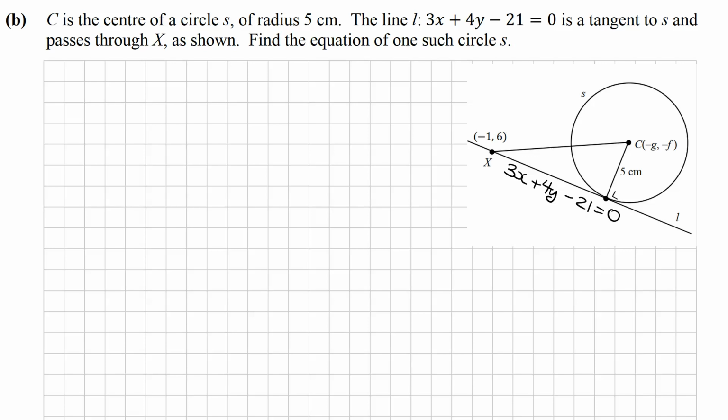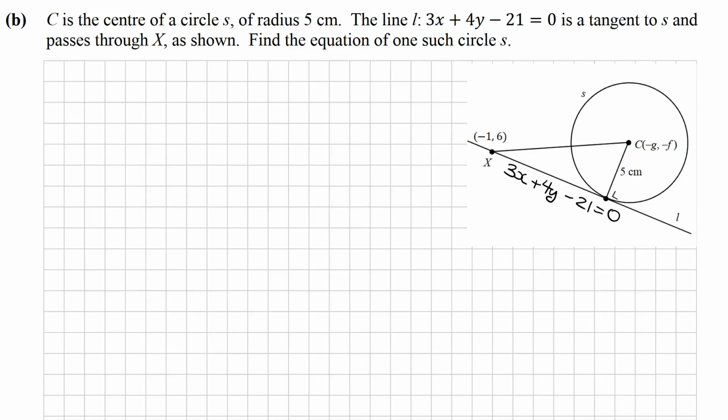Okay, so we're given a circle here and we're told the radius is 5, and we have a line which is a tangent to it and passes through x. Okay, so find the equation of one such circle. The wording there, "one such circle," means that there are two.